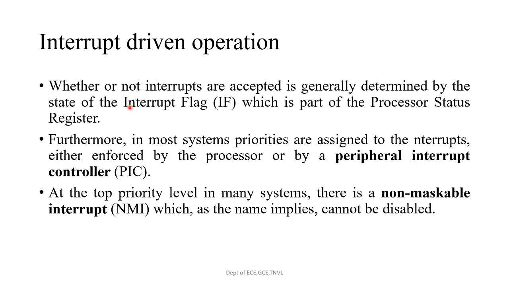A special register which we discussed in the previous slide is the processor status register. So whether or not interrupts are accepted is generally determined by the state of the interrupt flag, which is part of the processor status register. Furthermore, in most systems, priorities are assigned to the interrupts either enforced by the processor or by a peripheral interrupt controller. At the top priority level in many systems, there is a non-maskable interrupt, that is NMI, which, as the name implies, cannot be disabled.